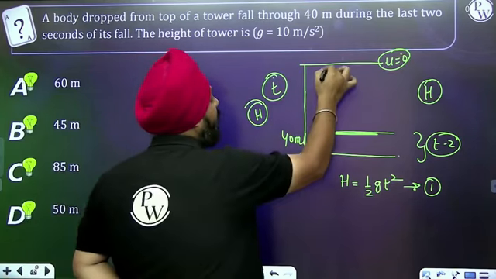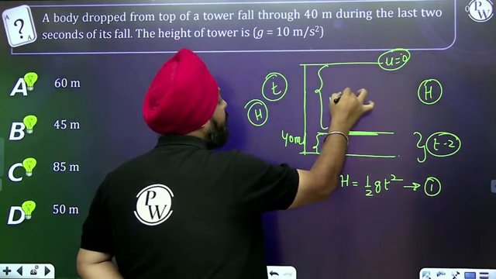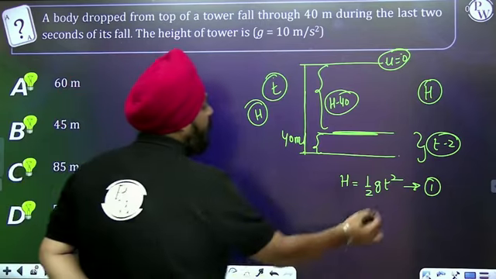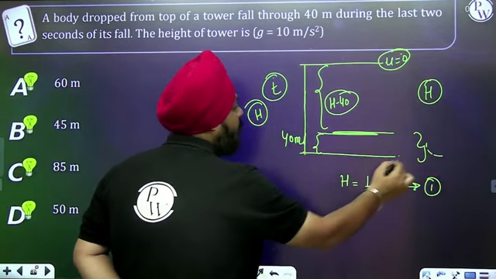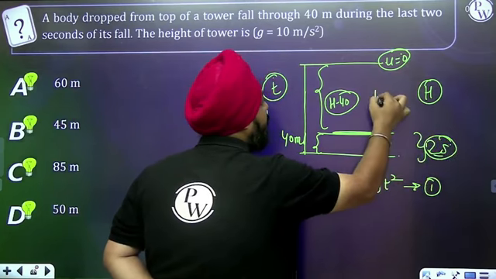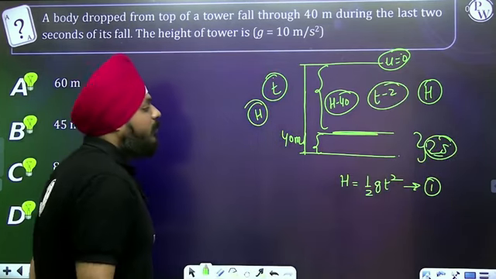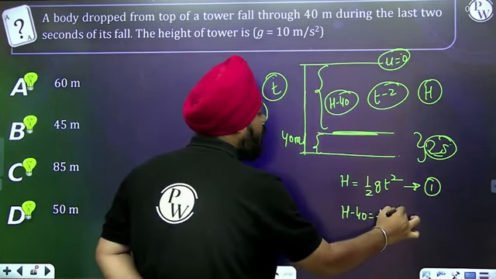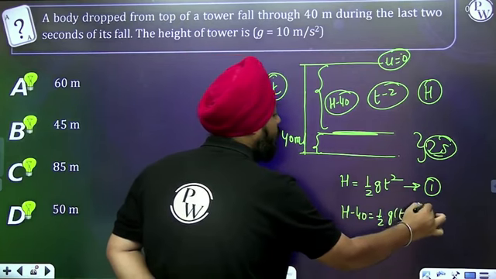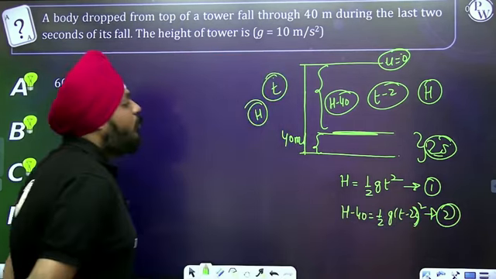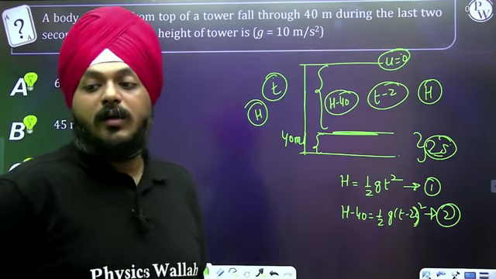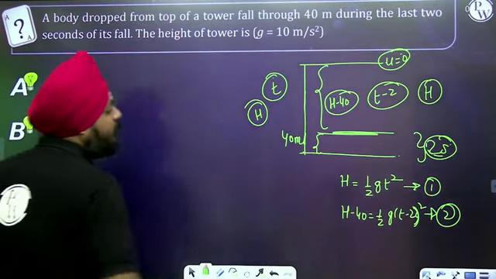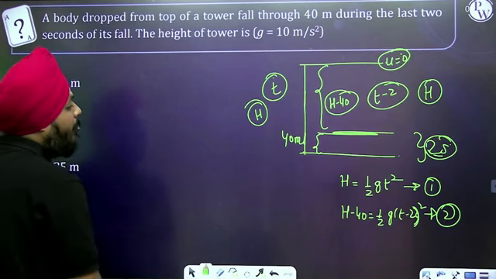If this is h, and this last part is 40, then the remaining part will be h minus 40. This will be for t minus 2 seconds. So h minus 40 is equal to half of g into (t minus 2) whole square. This is equation number 2. So this is equation number 1, and this is equation number 2.